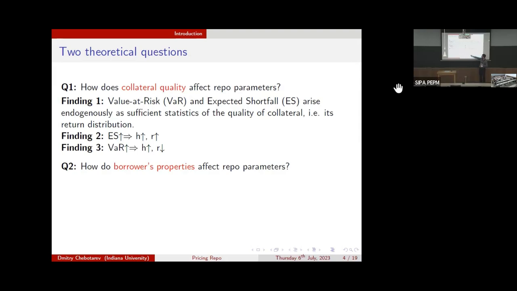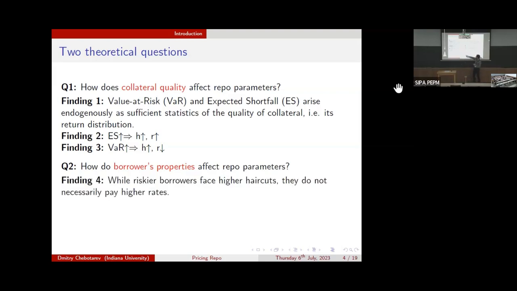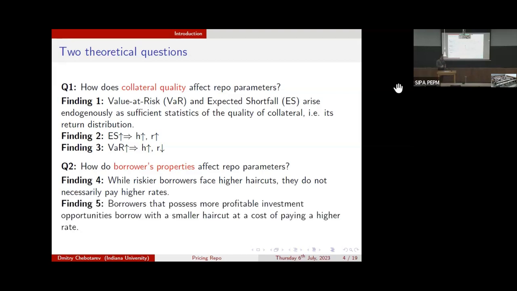Now, about the second question, borrower's properties, most classical papers were written before I was born. It's kind of something completely new, but at least I managed to see something. So when we skip borrowers' types here, I show that it is quite hard to say something clear about whether the interest rate will be higher or lower. It depends on the exact properties of the equilibrium, and it can go either way in different settings.